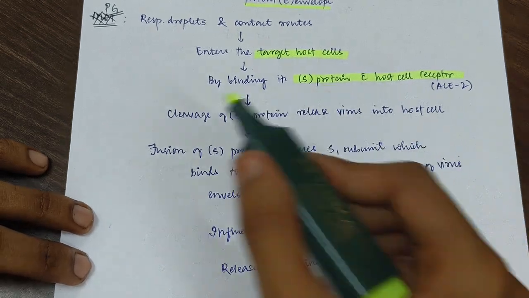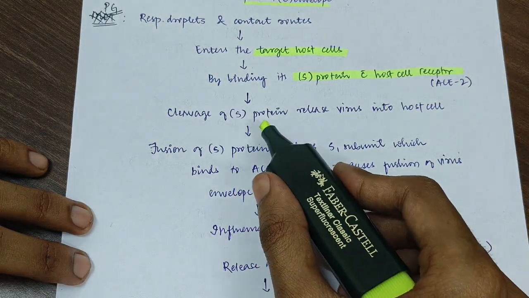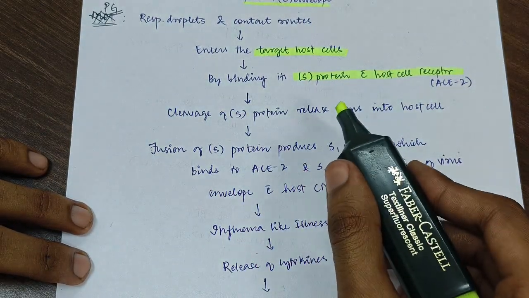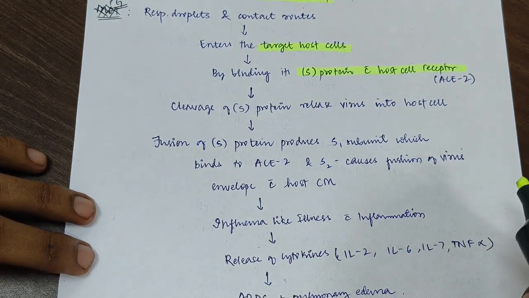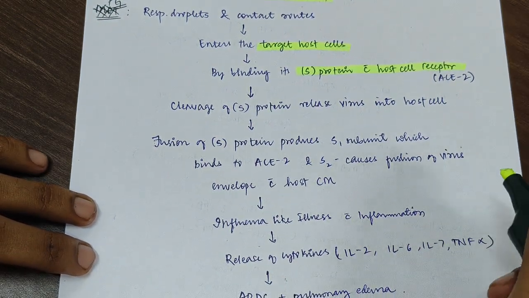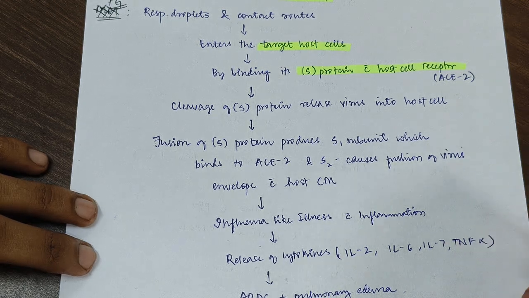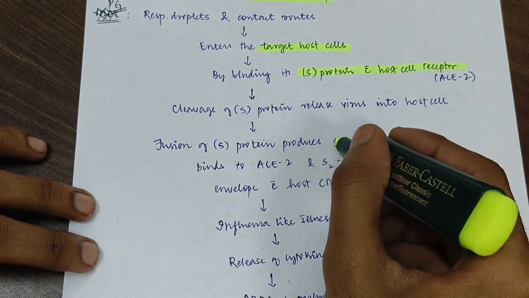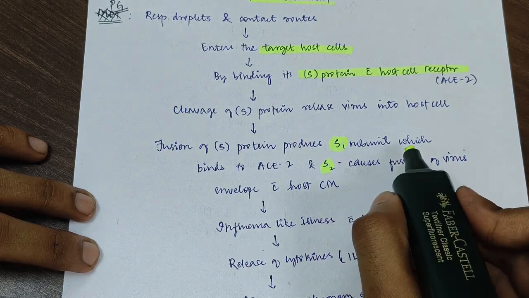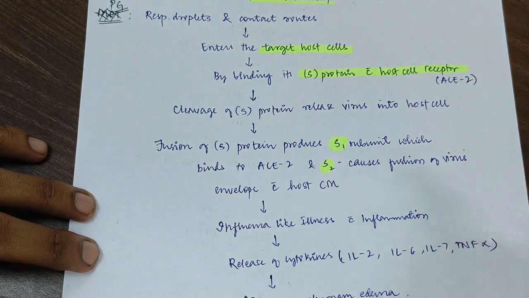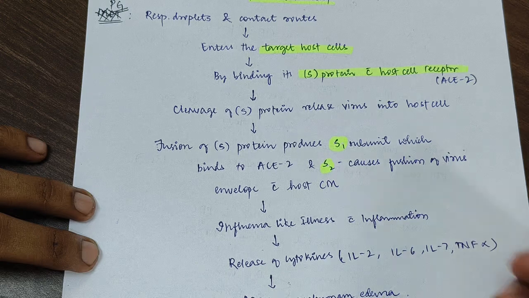Cleavage of this S protein is going to happen and the virus will be released into the host cell. Once this happens, there is fusion, with breaking of the S protein leading to the S1 subunit and S2 subunit. What does the S1 subunit do? It will bind to the ACE2 receptor, then S2 will help in fusion of the virus.